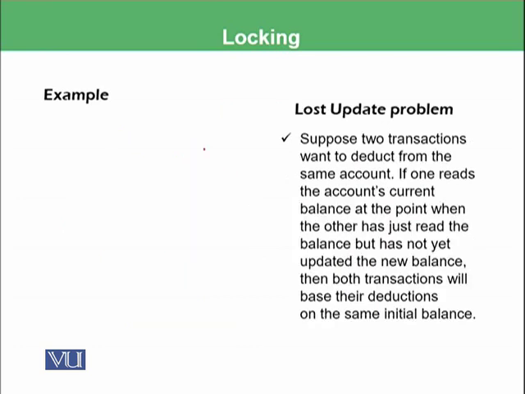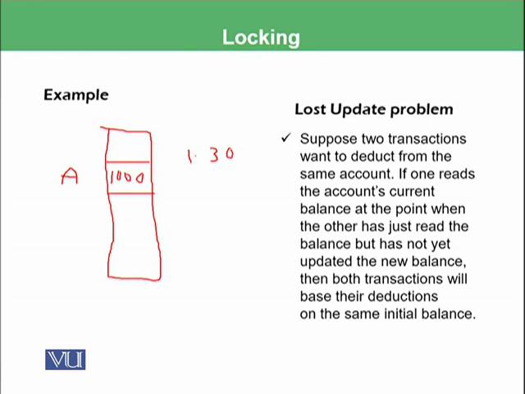There is another problem related to locking. For example, two transactions want to deduct from the same account. Let's say here we have again account A, and this has, for example, 1000, and there are two transactions. One transaction wants to subtract 300 from this account, and the second transaction wants to deduct 200 from the same account. Suppose the first transaction reads this 1000, and transaction 2 should not be allowed until transaction 1 is able to deduct 300 from this 1000, making it 700, and then that 700 should be read by transaction 2.